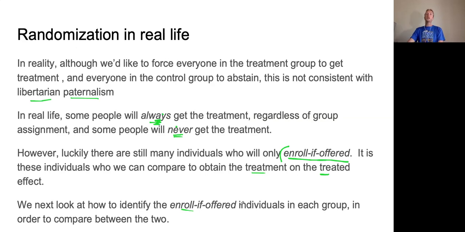So how can we identify the enroll if offered individuals in each group in order to compare the two? I divide my group into treatment and control, but in the treatment group there are some people who are nevers, who are never going to get it. And then there are some people who enroll if offered. They do the right thing. In the control group, there are some people who are alwayses, who are always going to get it. We have to throw those out. We have to throw the nevers out on this side. And we just want to compare the enroll if offereds to the enroll if offereds. So how do I find out who the nevers and who the alwayses are?